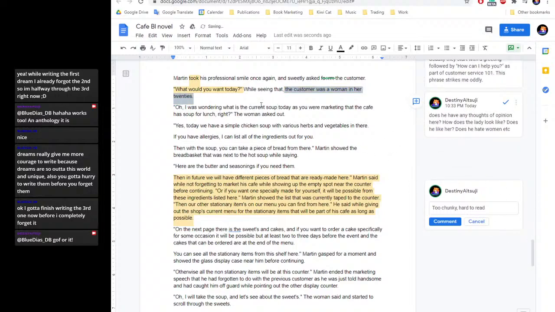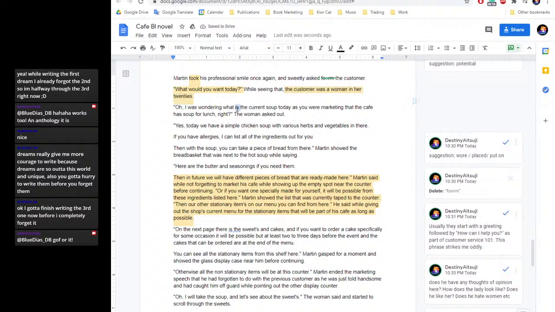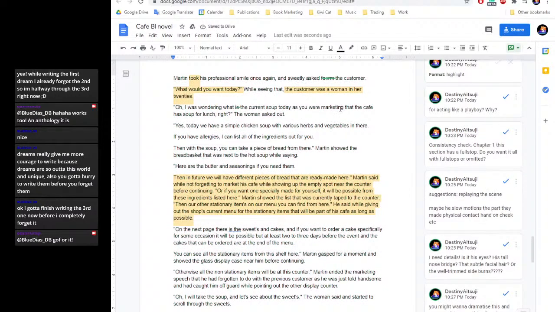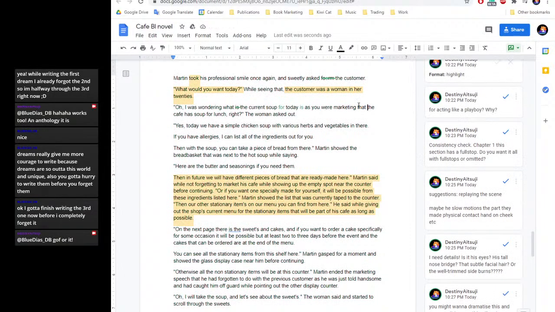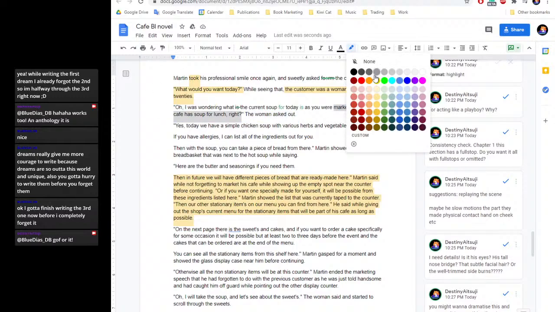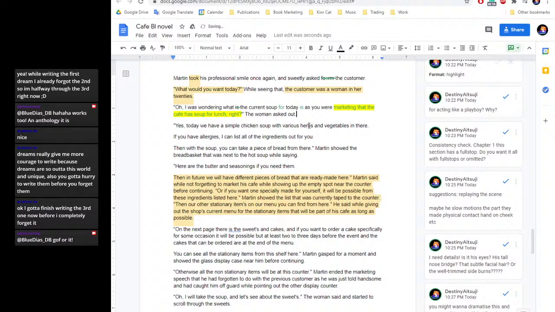Okay, so I was wondering what the current soup is that you are marketing at the cafe for today is, as you were marketing that the cafe has soup for lunch, right? This part here sounds weird. I'm just gonna highlight it. They've got to think of a way to rewrite this.